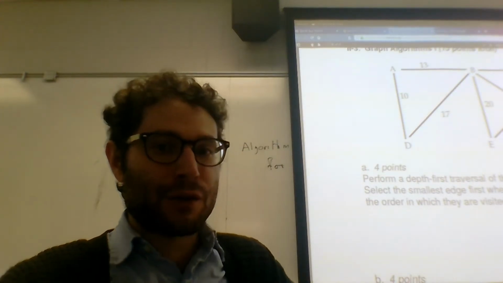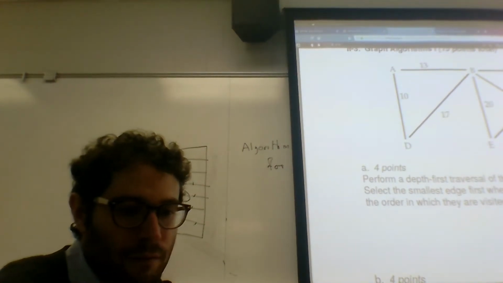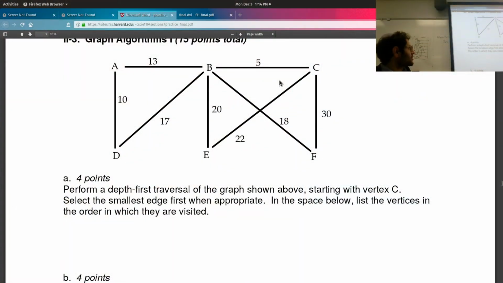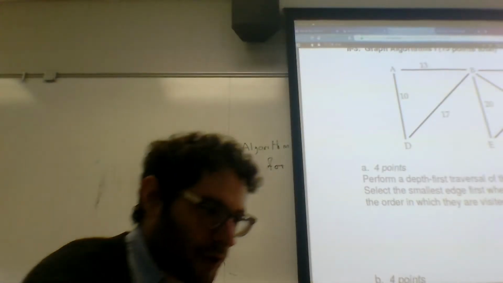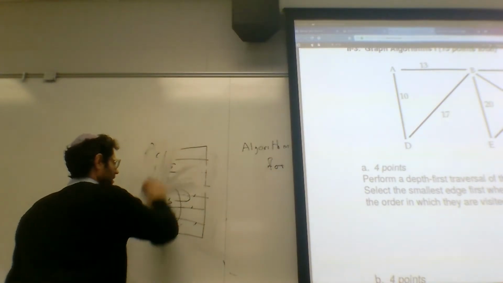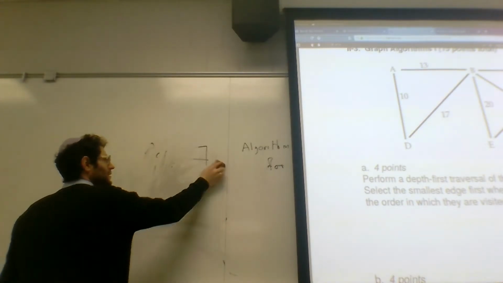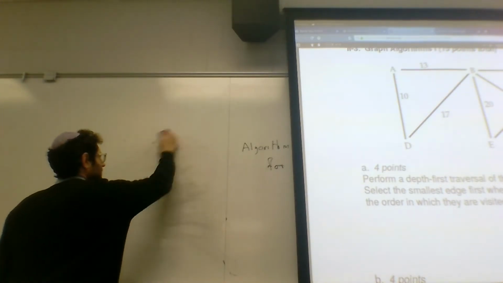So we're doing a depth first search from C. That makes it pretty easy to figure out where we're starting. These markers are really bright, but they smear terribly.